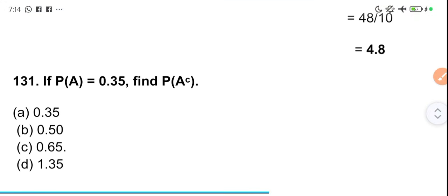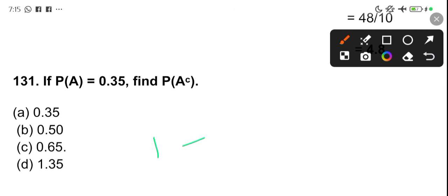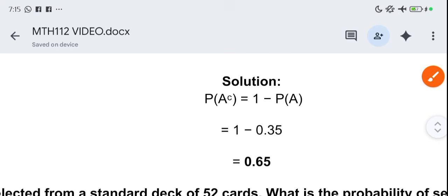Alright, moving on. If the probability is 0.35, find the complement. Remember, I said complement is what? 1 minus, so if you say 1 minus 0.35, that gives us 0.65. You can see the solution here.